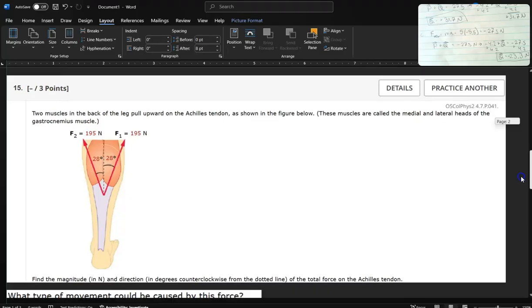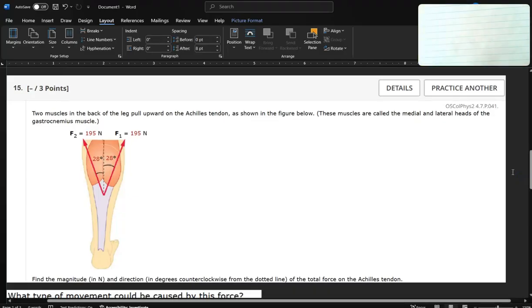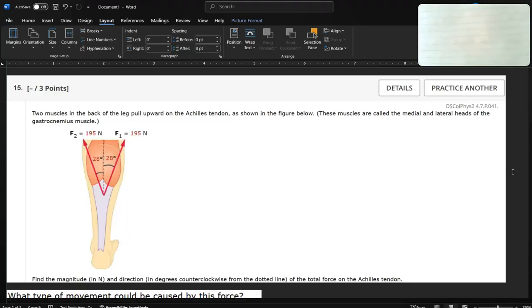The next one is looking at how our muscles work from a relatively elementary standpoint. There's a lot more at play than just this, but for our purposes, we'll run with this. Two muscles in the back of the leg pull upward on the Achilles tendon, as shown in the figure below. These muscles are called the medial and lateral heads of the gastrocnemius muscle. In layman's terms, calf muscle.